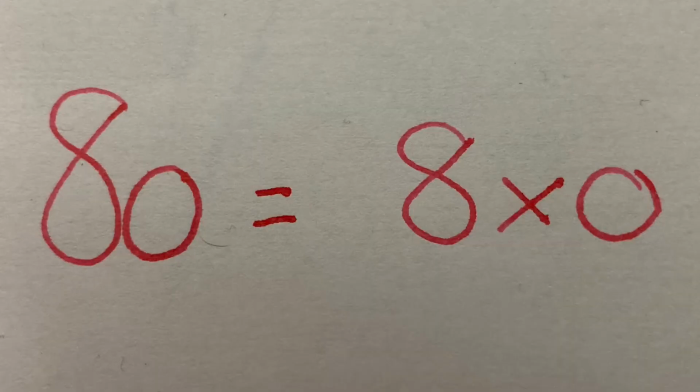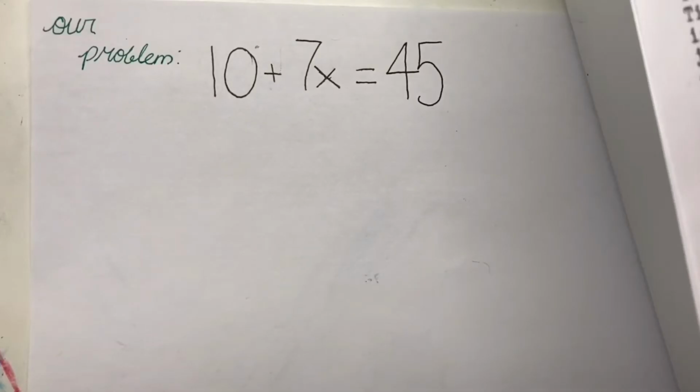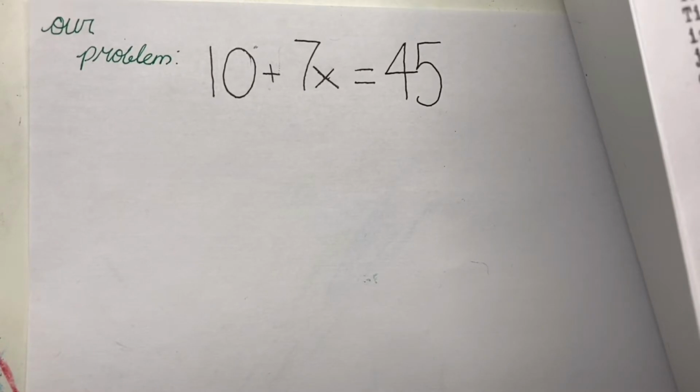And number 3, whenever you see a number that is next to a letter, it means that that number is multiplied by that letter. For example, let's say 8O. It means 8 times O. That's all. Now, here is the problem that we'll be solving today.